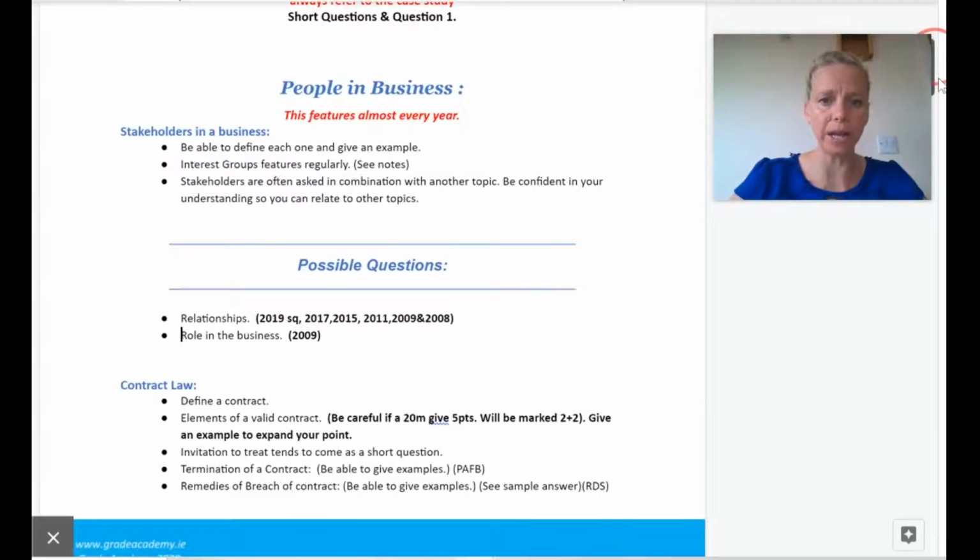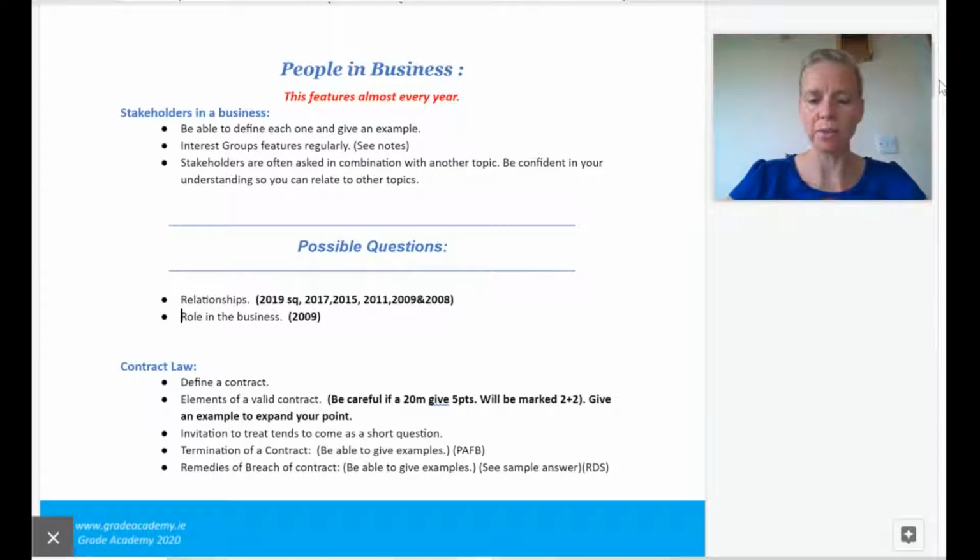The first topic that we're looking at here, and I don't do this in chapters because all of you will have different books with different chapters and headings, is people in business. Now, this features almost every year. Whether it's as a short question or a long question, something comes up on people in business. So make sure that you know this very well.